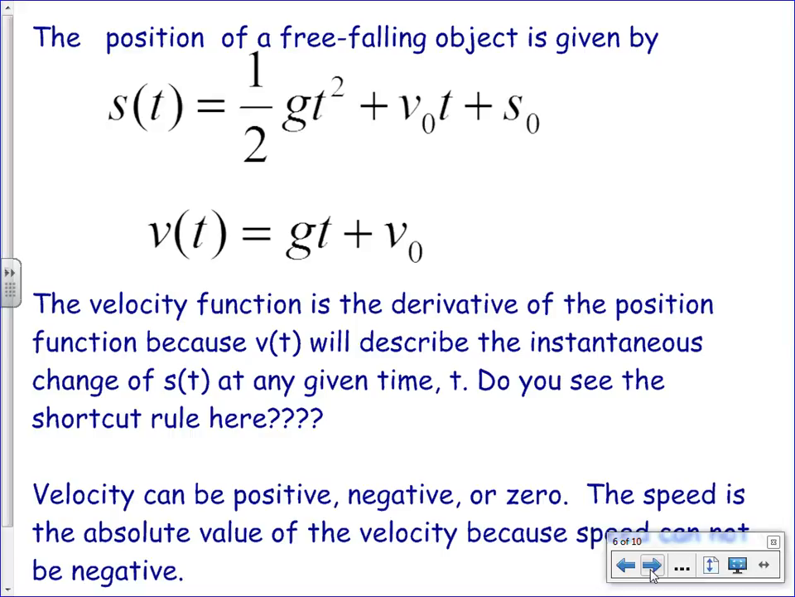Josh, what do you notice? Velocity is the derivative. Okay. If we take the derivative of 1/2 g t squared, we get gt. If we take the derivative of v times t, we get v. Okay. The velocity is just the derivative of the position. So, as long as we have position, you can just find the derivative to get the velocity function.